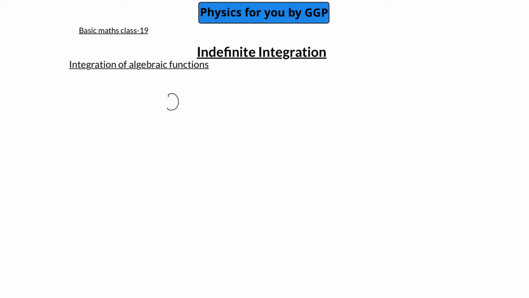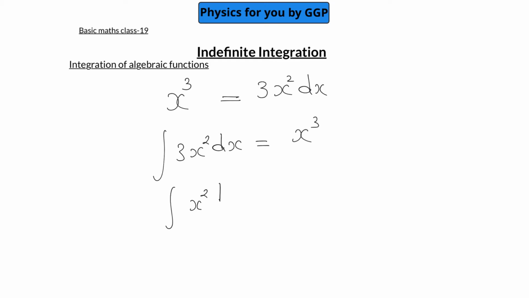That means, assume that we have a term like x raised to 3. If we differentiate it, we know we'll get 3x square dx. That means if I integrate this term, 3x square dx, the answer should be x cube. Or you can write integration of x square dx is equal to x cube divided by 3. I'm just writing 3 on the other side.